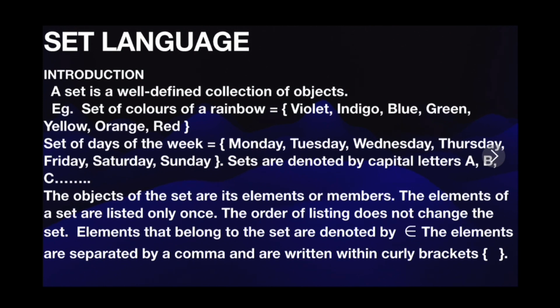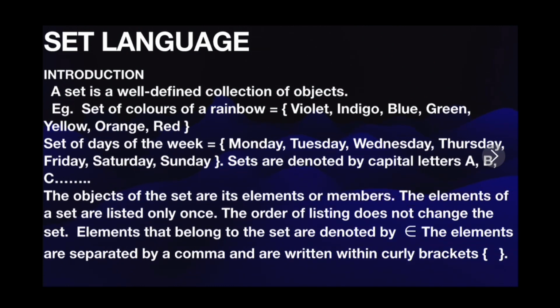Example, the set of colors of a rainbow is equal to the curly brackets violet, indigo, blue, green, yellow, orange, red. Close the bracket. This is how we will write a set. The elements of the set are violet, indigo, blue. These are called the elements of the set. And we have to name the set with capital letters A, B, C.